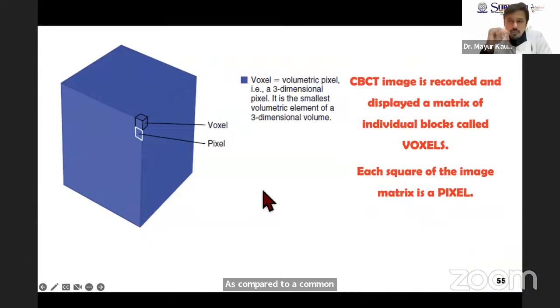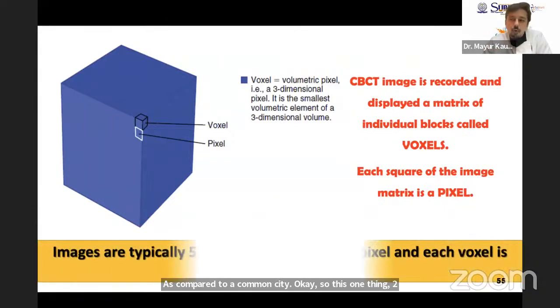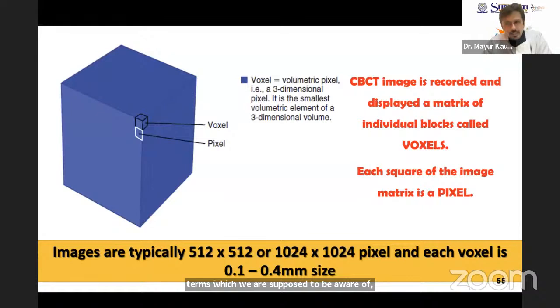Two terms which we are supposed to be aware of are pixel and voxel. In a nutshell, as a layman, I can only tell you that pixel is two-dimensional, voxel is three-dimensional. So an image size is measured in voxels if you are referring to a three-dimensional modality like CBCT. It would be measured in pixels if you are referring to a two-dimensional modality like RVG, etc.